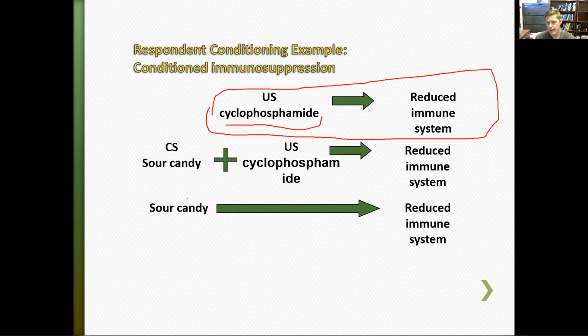However, you can take what would be initially a neutral stimulus, like a sour candy, and right before you take this immunosuppressant drug, say you take one of these sour candies. So you have the sour candy, and then you take your immunosuppressant drug. Well, from a biological perspective, you're essentially doing Pavlovian conditioning. You have this stimulus coming into association with your drug that causes a reduced immune system, such that the sour candy in and of itself can elicit an immunosuppressive response.